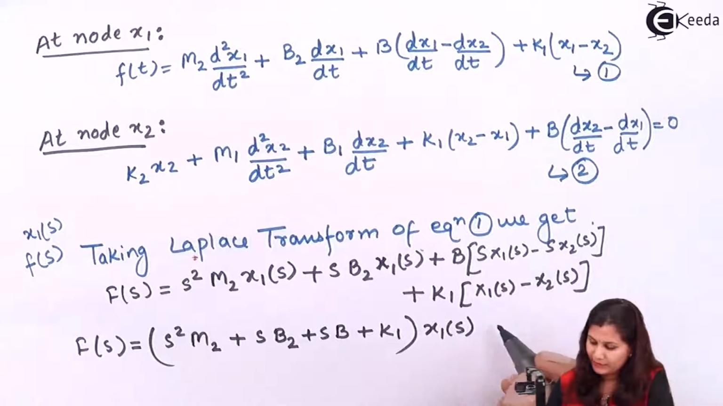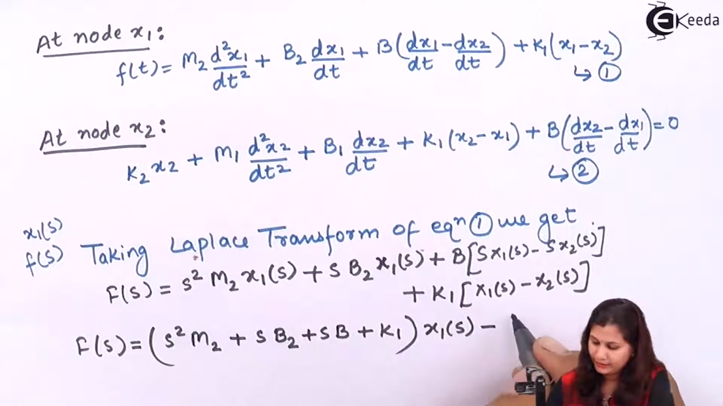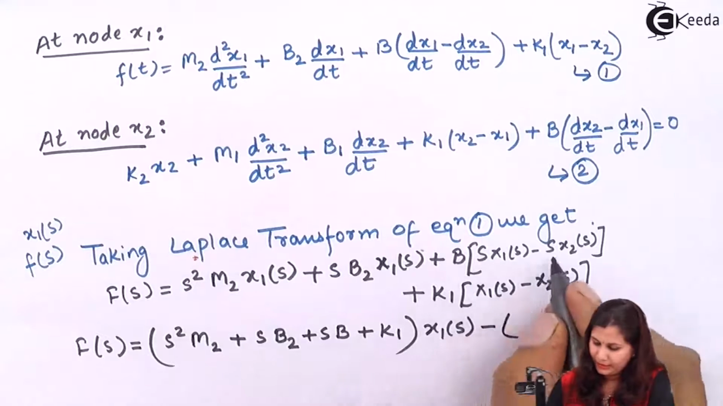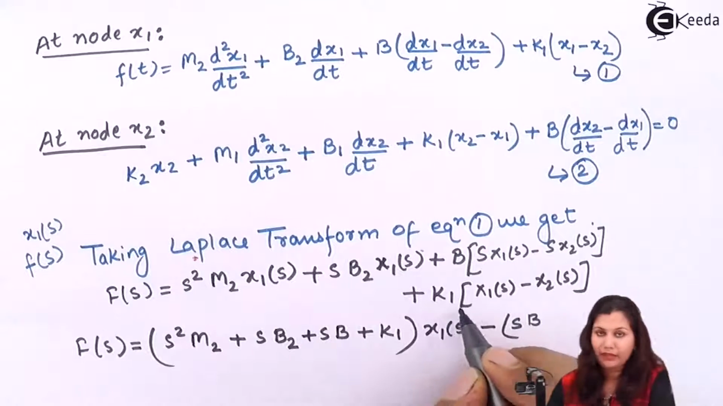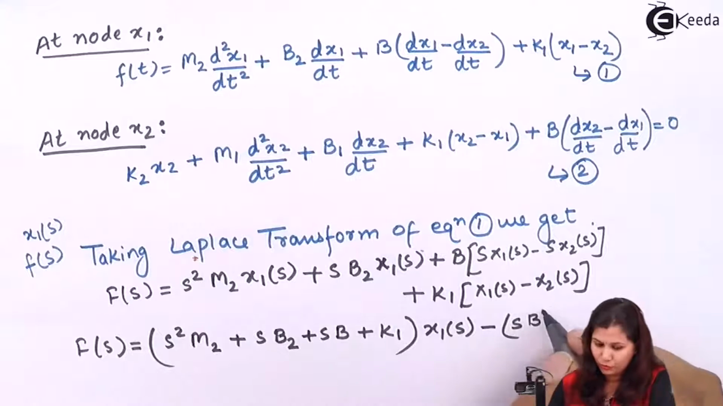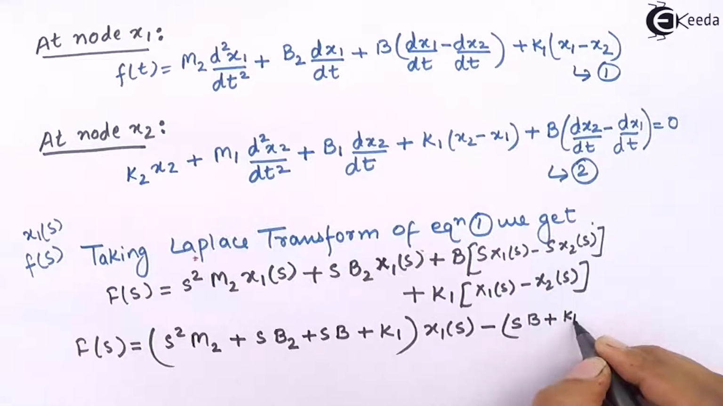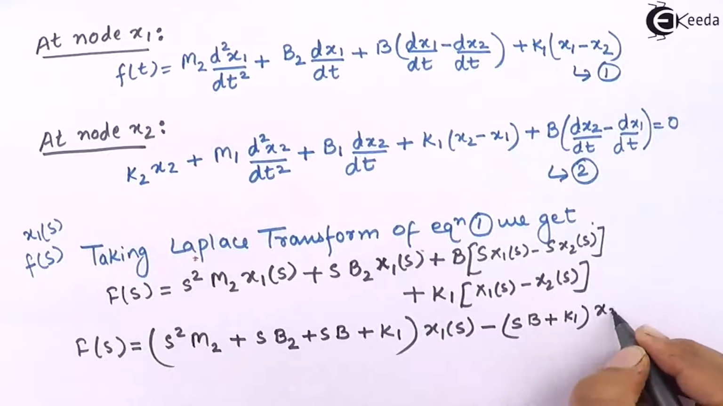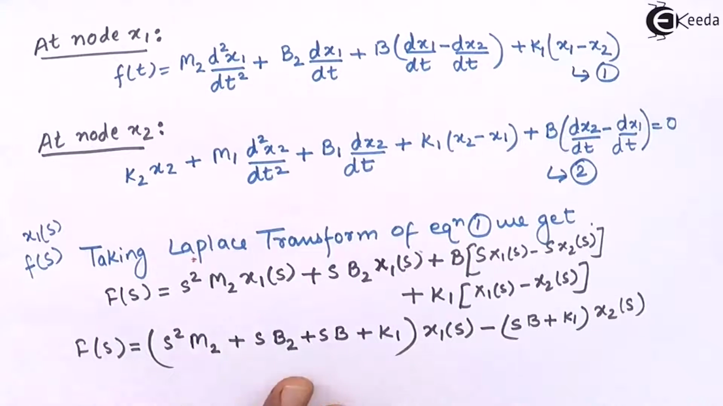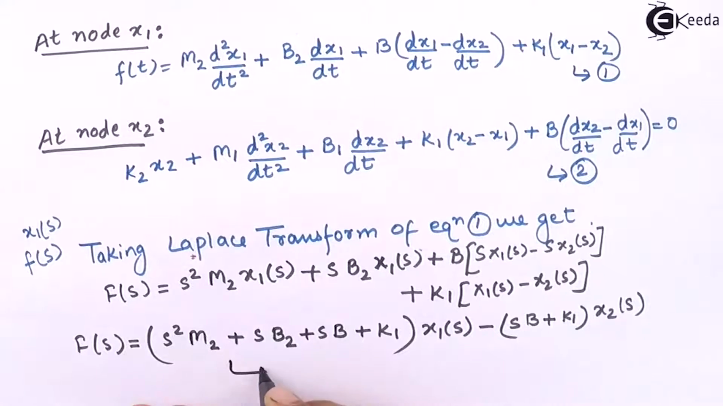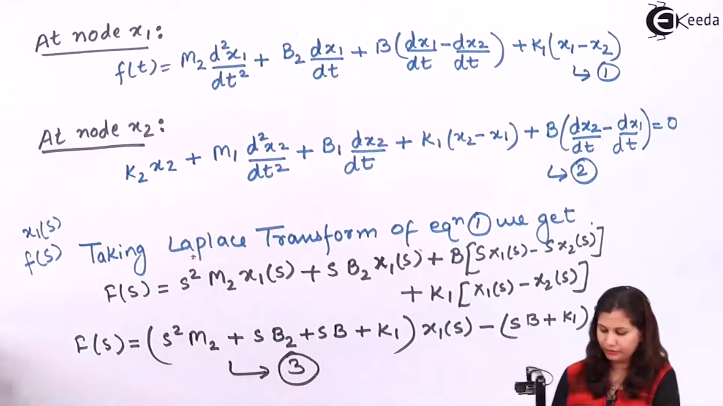Now for X2(s) we have minus, then we have bs, and here we have minus k1 x2, so we will have here plus k1, and X2(s) is taken as common. So this is the Laplace transform of the first equation, number it as third.